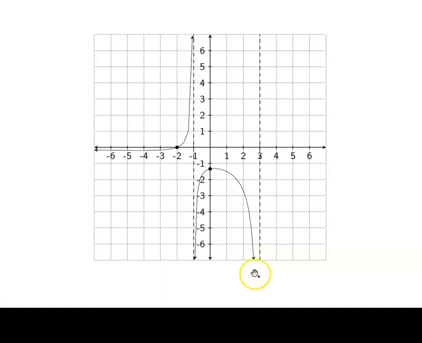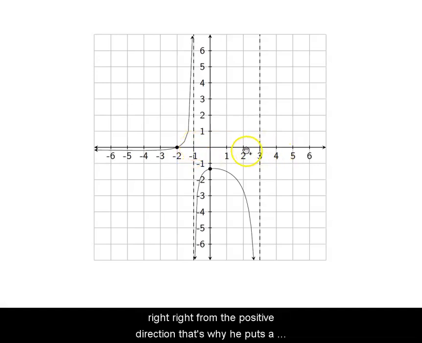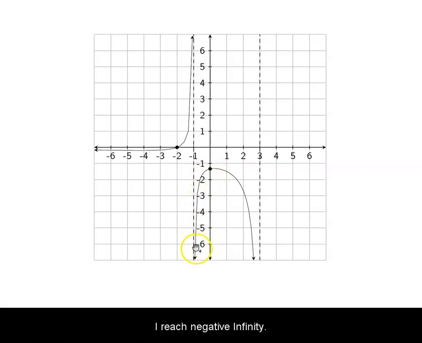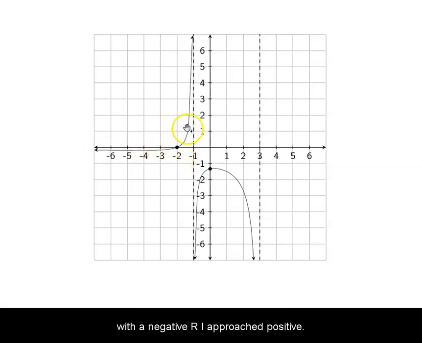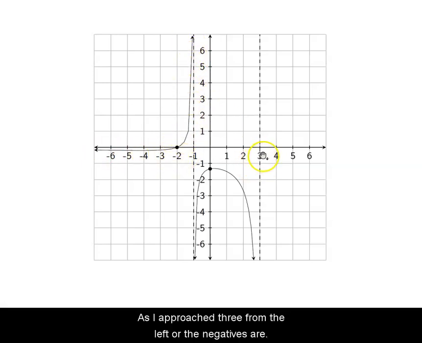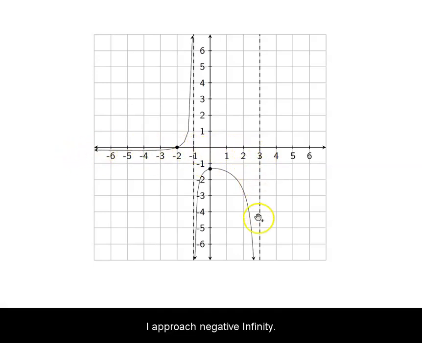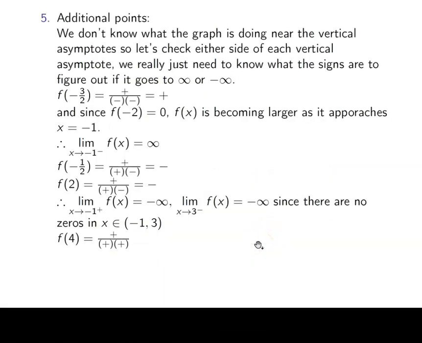Okay? So the limit as I approach x equals -1 from the right, from the positive direction, that's why it puts a little plus, because the positives are on this side of this line, I reach -infinity, right? And as I approached -1 from the left, from the negative side where the negatives are, I approached positive infinity. As I approached 3 from the left where the negatives are, I approached -infinity. Okay. Boom, boom, boom.